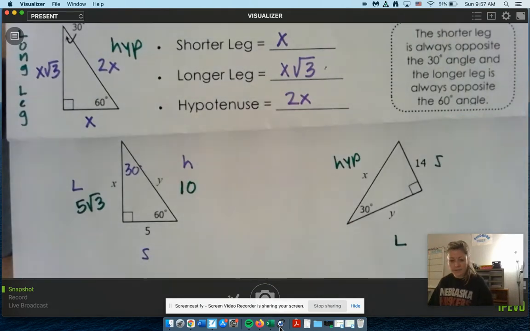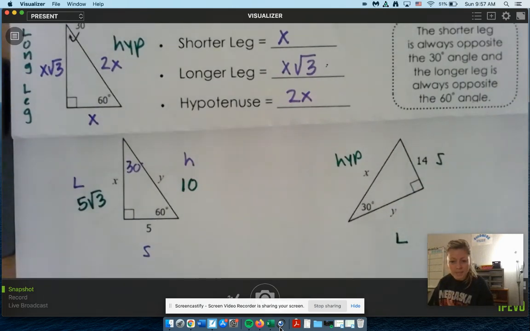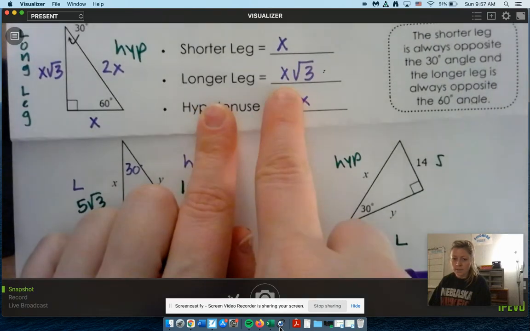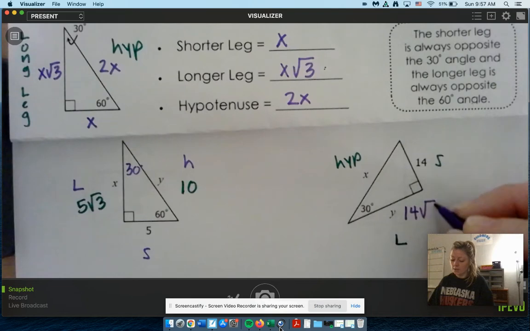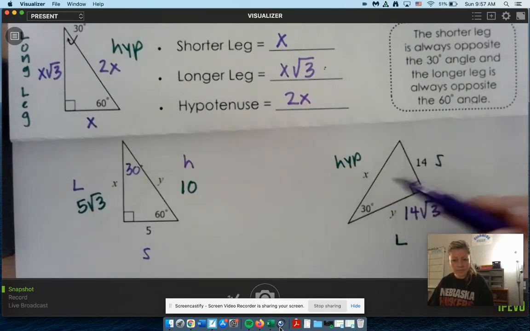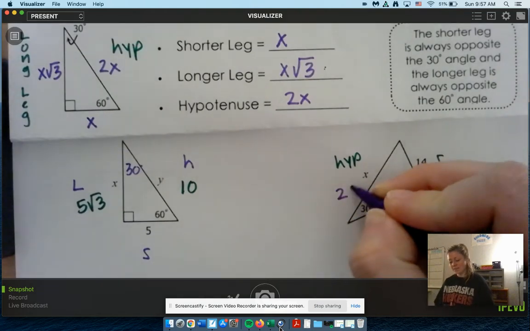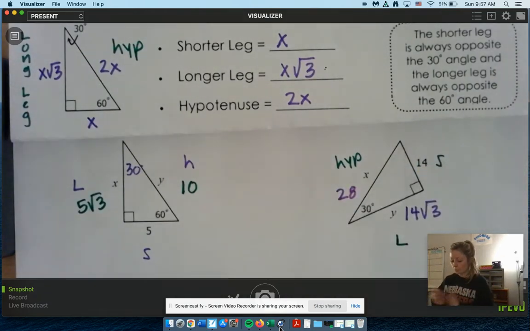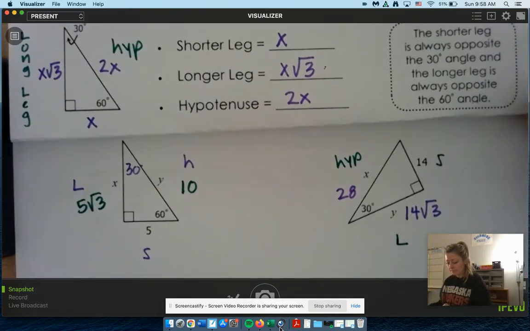So since they were very kind to us, they gave us the short leg. Everything else is pretty easy from here. Your long leg, if we look here, is just your short times root 3, so 14 root 3. And your hypotenuse is just twice 14. So 14 times 2, 28. Super. All right, let's try the next one.